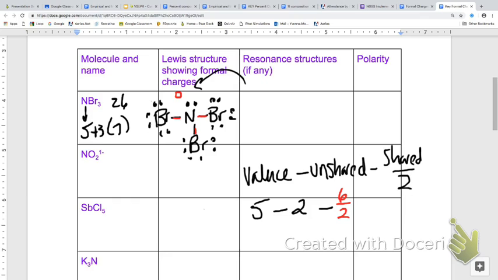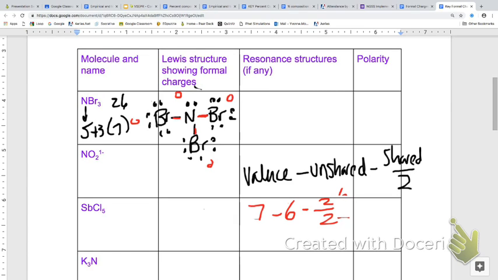That's a good sign. Let's check the bromine. We only need to check 1 because they're all the same. So we'll do the same thing. Each bromine has 7 valence electrons. On this diagram, they have 6 that are unshared. And they have 1 shared pair, which means you have 2 electrons divided by 2. So we have 7 minus 6 minus 1, which gives us 0. And so each one of those has a 0 formal charge. So this is the most favorable configuration for this molecule.